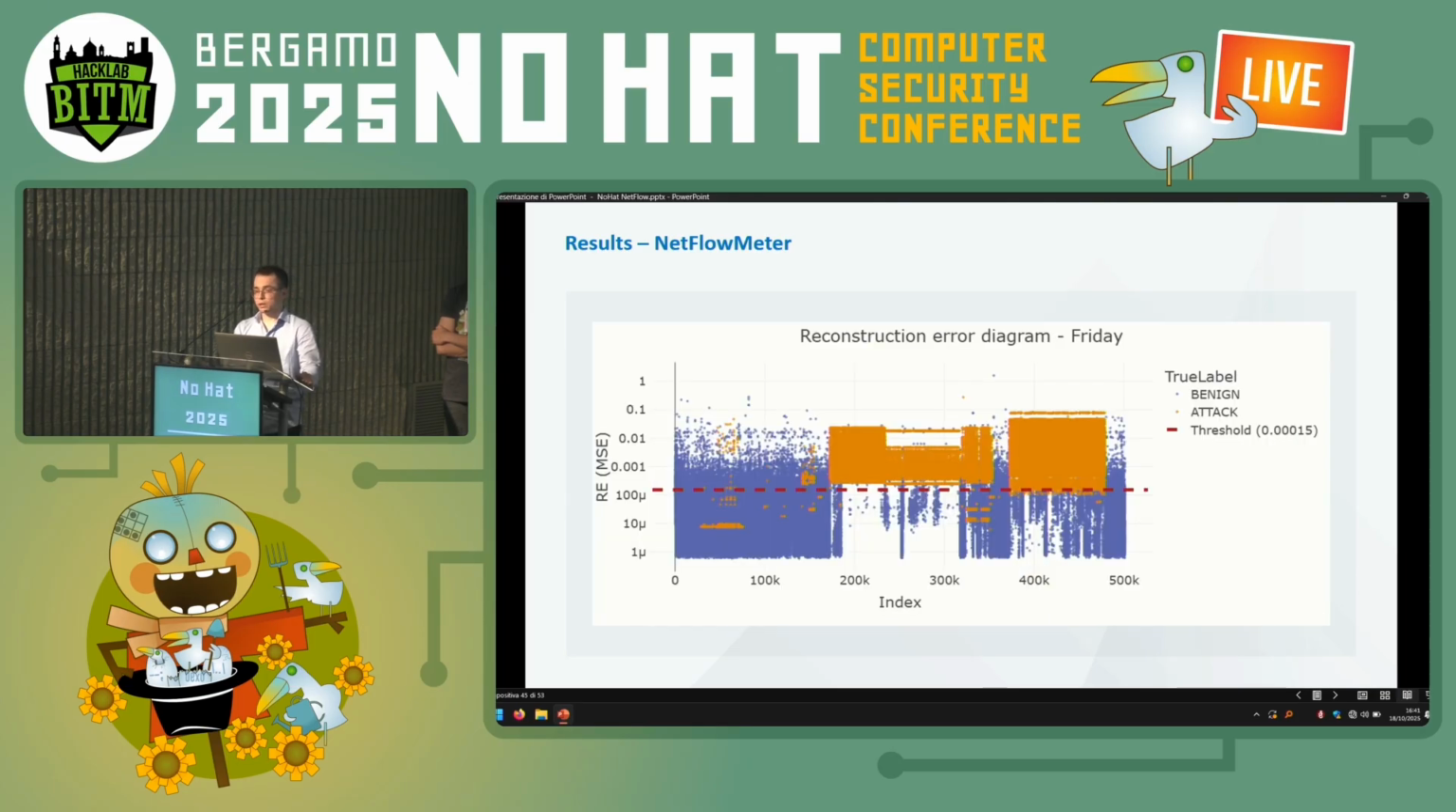As a side note, you can visualize your reconstruction errors on a diagram like this one. I place the reconstruction error on the y-axis and the index in the errors array on the x-axis. And I'm using a semi-logarithmic scale. As you can see, this is useful for debugging or further investigating your results. For example, if you see an attack point under the threshold, that is your false negative.